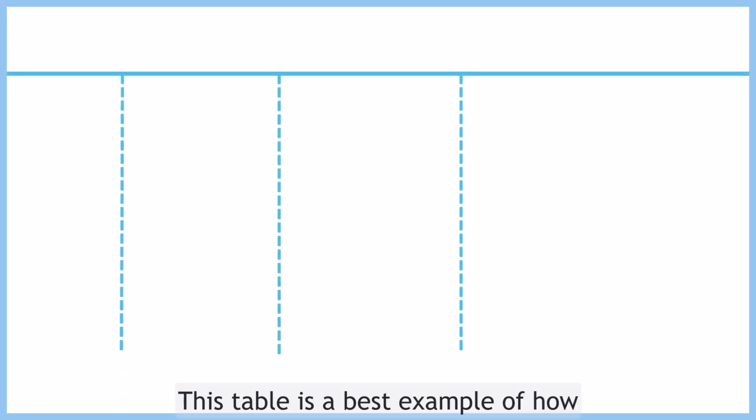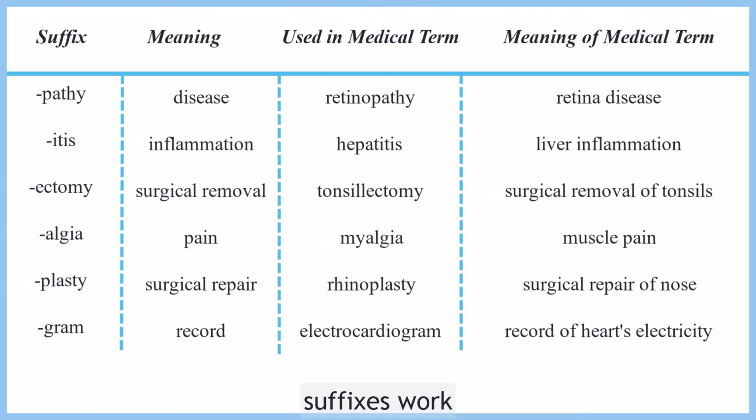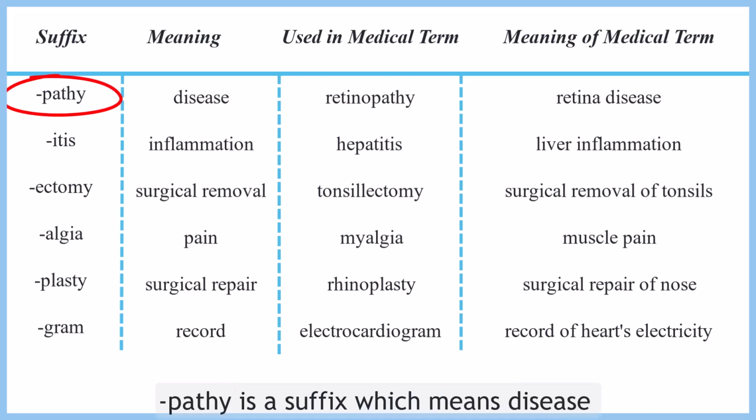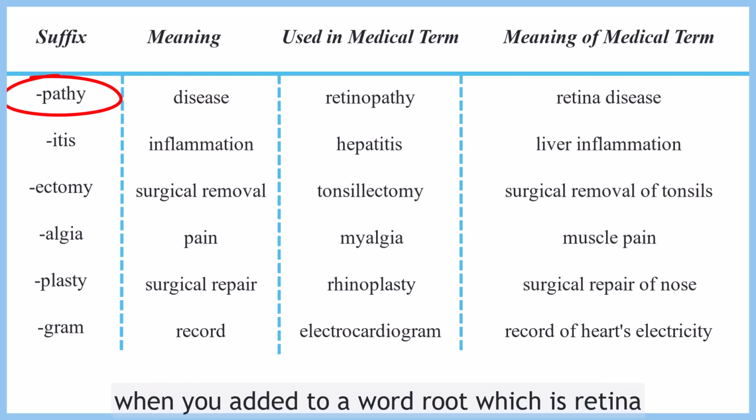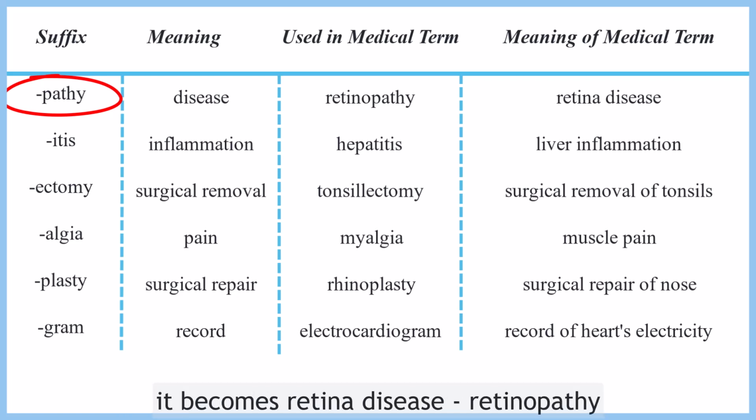This table is the best example of how suffixes work. As we can see, each suffix has a fixed meaning and determines the action, status or quality of the word root. As you can see from the table in front of you right now, pathy is a suffix which means disease. When you add it to a word root, which is retina, it becomes retina disease.